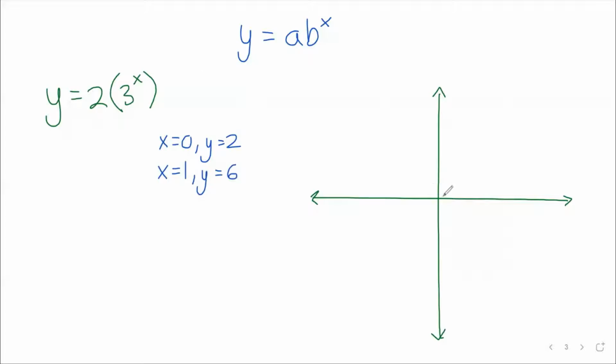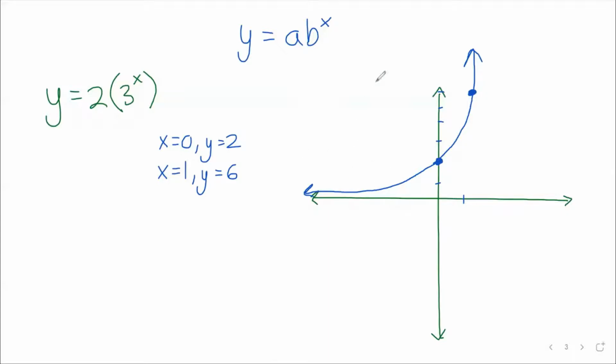So let's put these points in. When x is 0, y is 2. And when x is 1, y is 6. And we know that this is going to start right along the x-axis and go up like that. So generally, if a question asks you to graph an exponential function like this, these are kind of the 2 points that you want. You want a point where the exponent equals 0, and a point where the exponent equals 1.